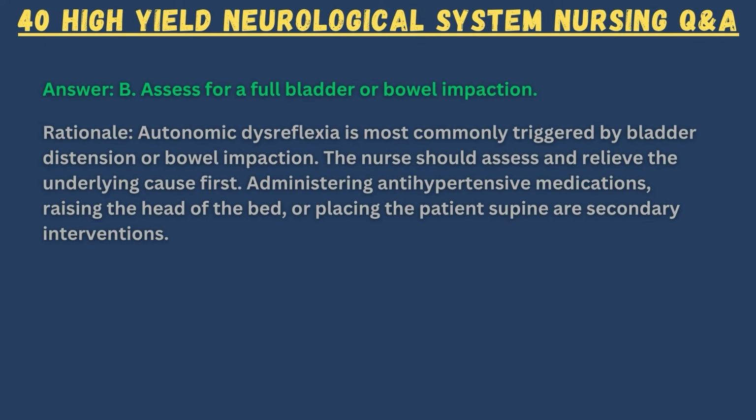Answer. B. Assess for a full bladder or bowel impaction. Rationale. Autonomic dysreflexia is most commonly triggered by bladder distension or bowel impaction. The nurse should assess and relieve the underlying cause first. Administering antihypertensive medications, raising the head of the bed, or placing the patient supine are secondary interventions.